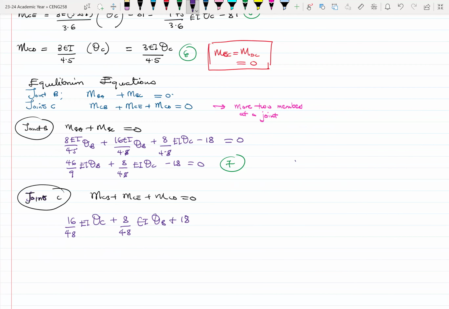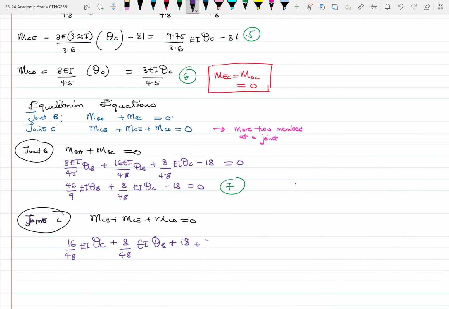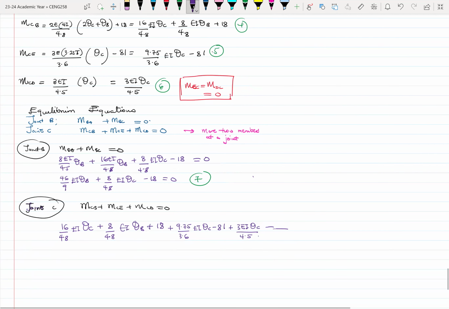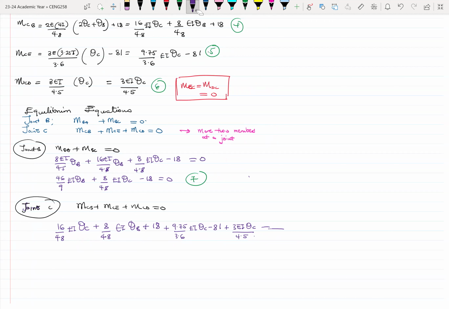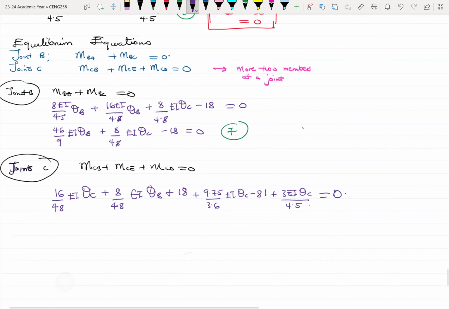So MCB is this plus MCE, and MCE is 9.75 over 3.6 EI theta C minus 81. Then plus MCD, which is 3 EI theta C over 4.5. Let's summarize this as well, and then we have the two equations that we need to solve this problem. Okay, so let's see.